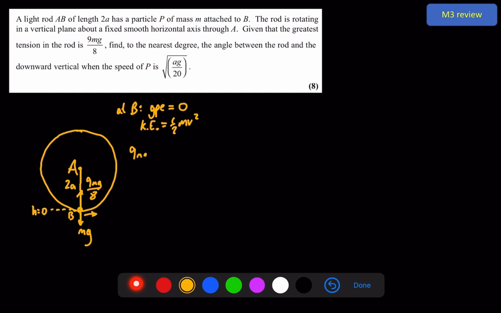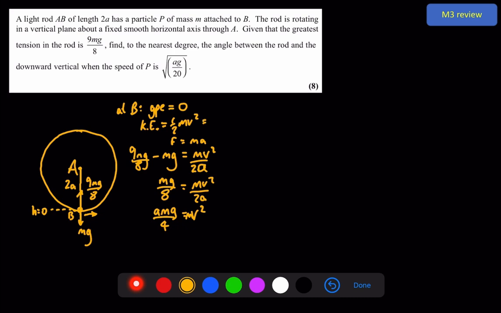So our tension, 9mg over 8 minus the weight, is our resultant force in our F equals ma equation. And mass times acceleration, we're going to have v squared over r as our form of acceleration. I know r is equal to 2a, and on the left 9/8 minus 8/8 is 1/8, so that's mg over 8 is equal to mv squared over 2a. Multiply that over and we get amg over 4 is equal to mv squared, and then I can take that mv squared back up into my kinetic energy and take half of that, so the kinetic energy is amg over 8. So with no gravitational potential energy, the total energy in the system is equal to amg over 8.